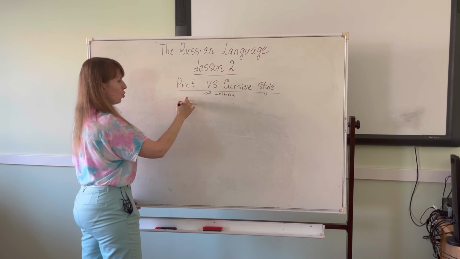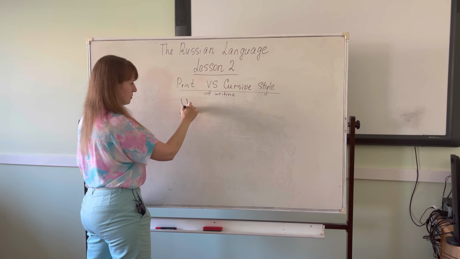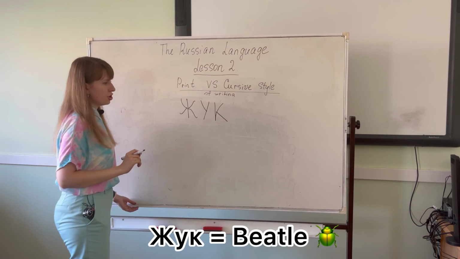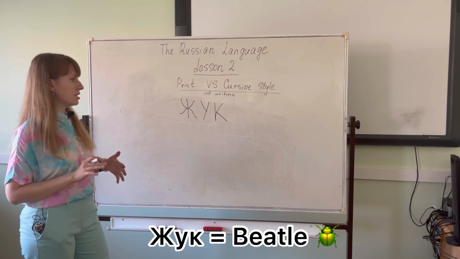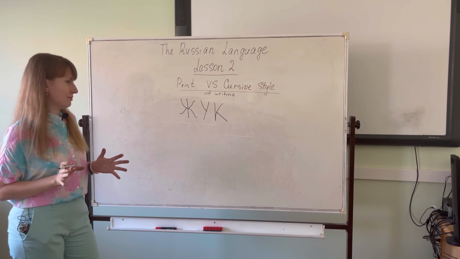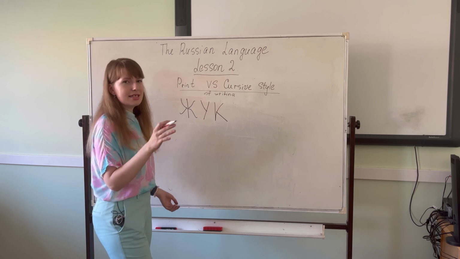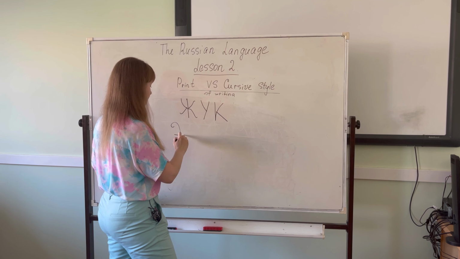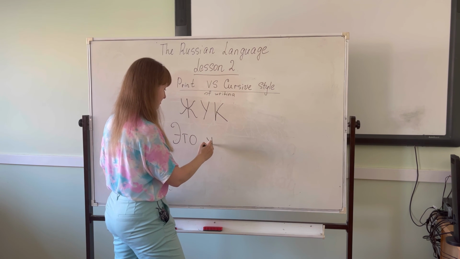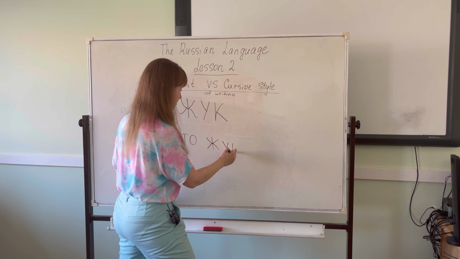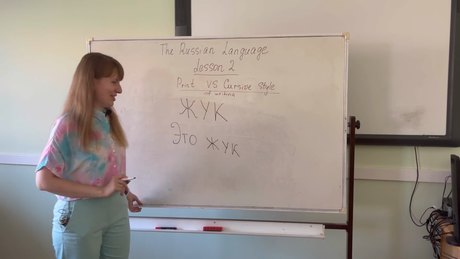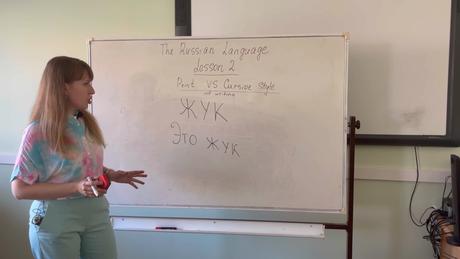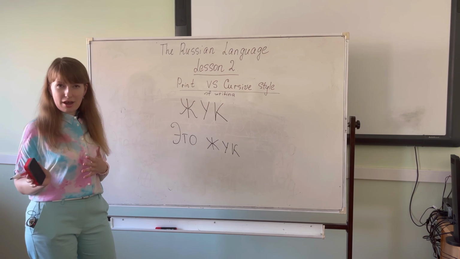So let it be жук. Жук in English means a beetle or a bug. So this is a bug, or this is a beetle. In Russian it will be это жук. Like an insect. Do you like beetles? I don't. But sometimes they can be beautiful. Okay, and the next one.